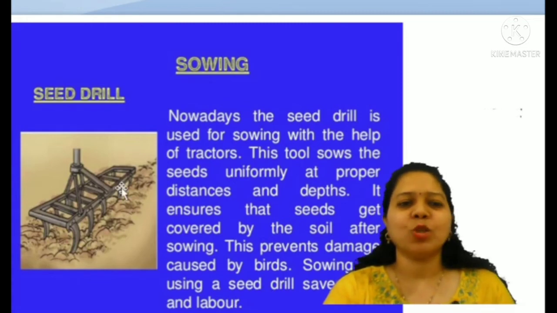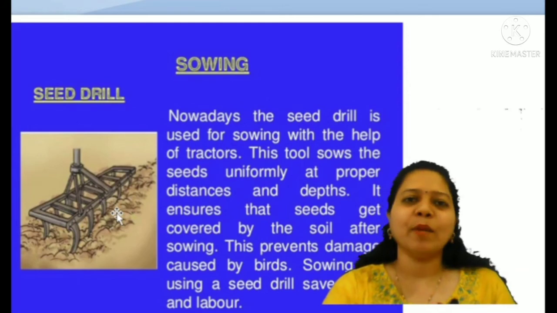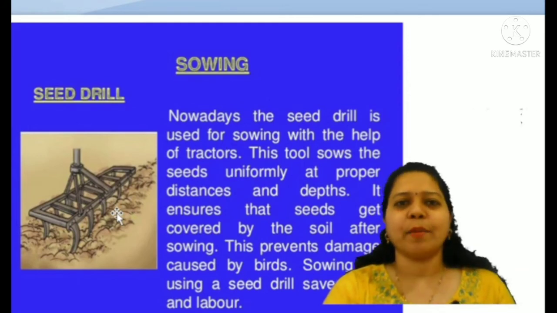See, in this picture, the seed drill is shown. With the help of this seed drill, we are able to sow the seeds uniformly at proper distances and depths. This seed drill saves the labor's energy as well as time.